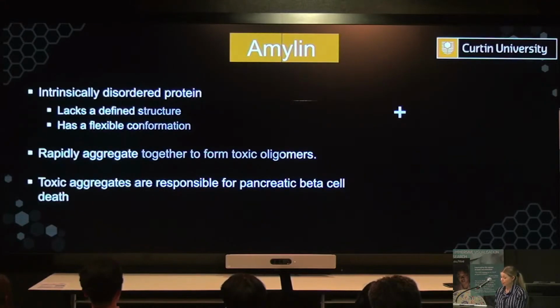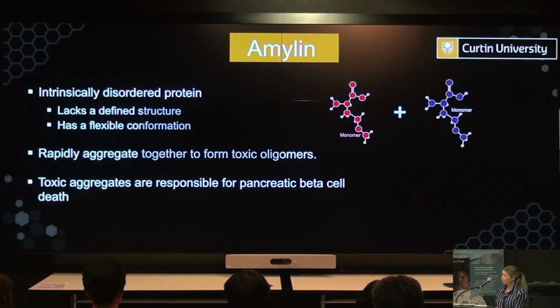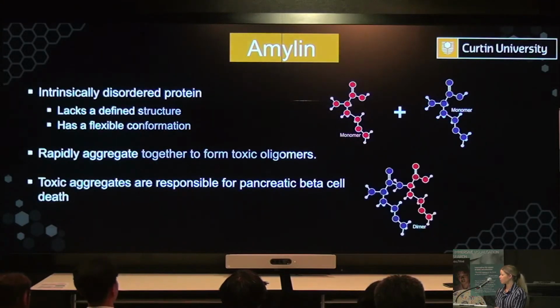Additionally, the amylin proteins are able to rapidly join together in a process known as aggregation. Now, aggregation is when a single protein, referred to as a monomer, joins together with another monomer to form what we call a dimer. These dimers can then go on to join with other molecules to produce larger, more complex versions of them, known as oligomers. In the case of amylin, this rapid aggregation results in the formation of toxic oligomers. These toxic proteins are responsible for pancreatic beta cell death. Now, remembering that these cells are responsible for producing insulin, their death results in impaired insulin production and regulation, which is the cause of type 2 diabetes.